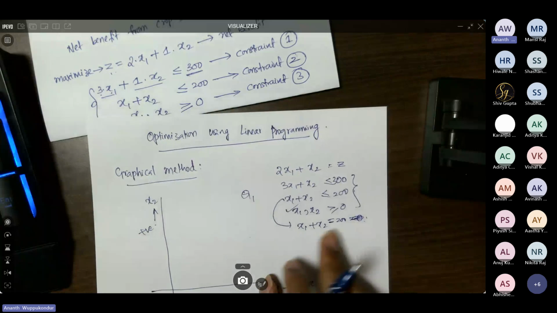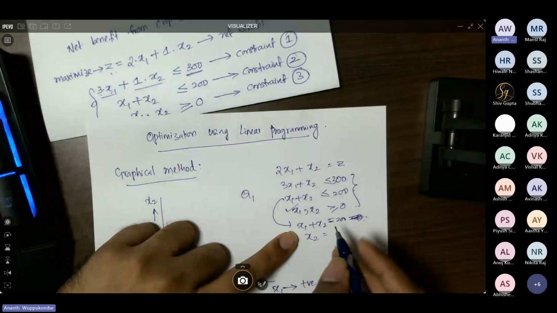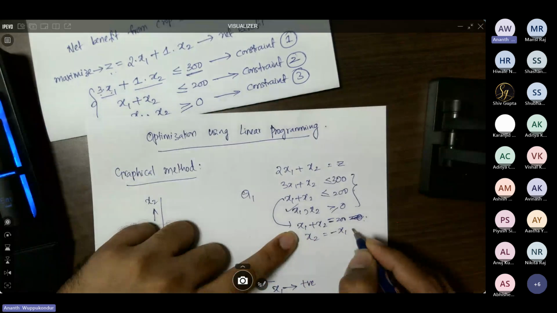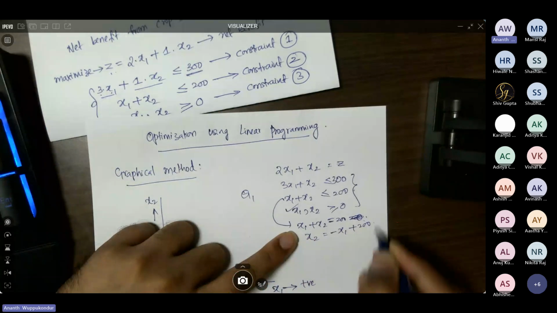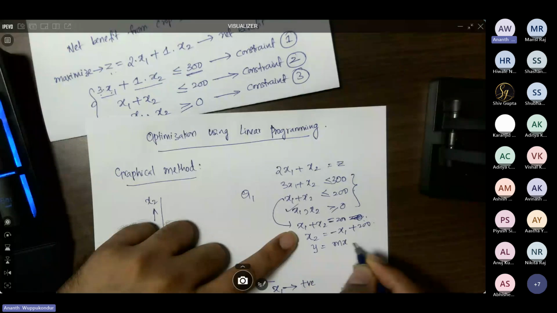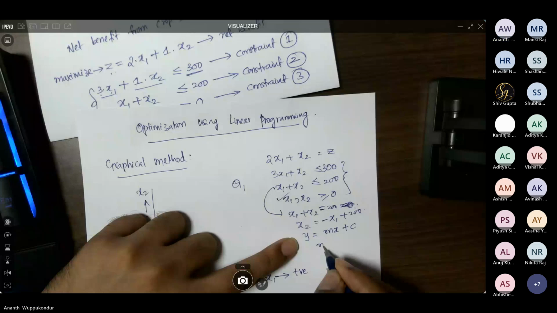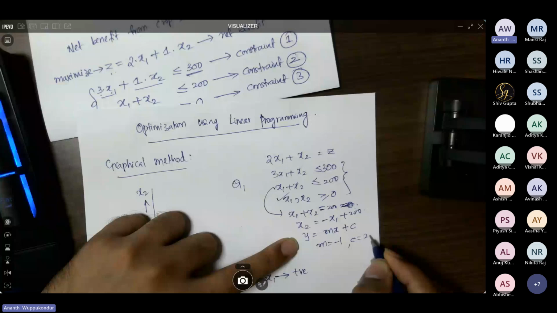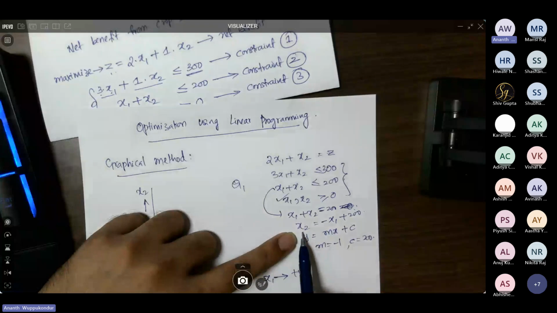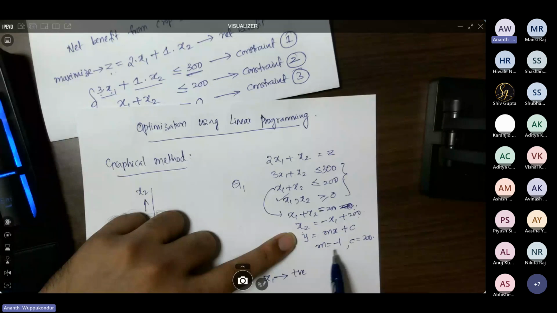So this is of the form, let's say, x2 equals minus x1 plus 200. This is of the form y equals mx plus c, where m is the slope. In this case, m equals minus 1 and the intercept c is 200. So this is a line. x2 equals minus x1 plus 200 is a linear line with a slope of m equals minus 1 and an intercept of 200.